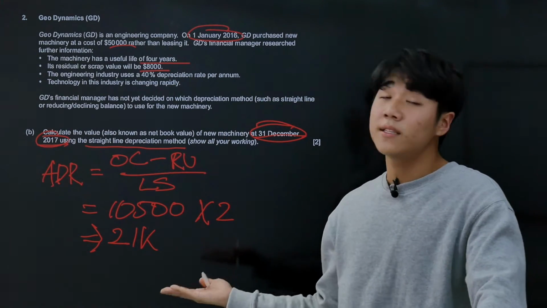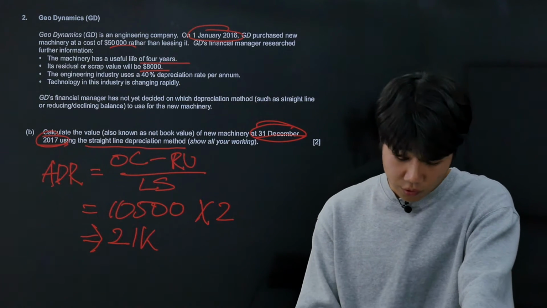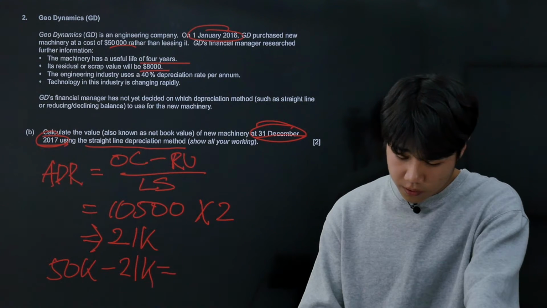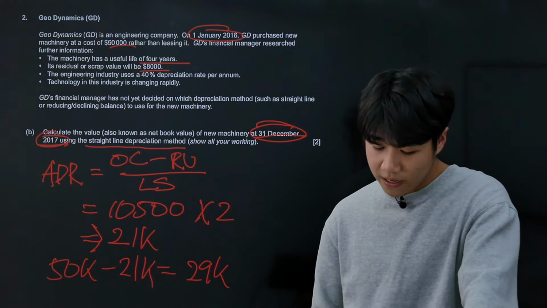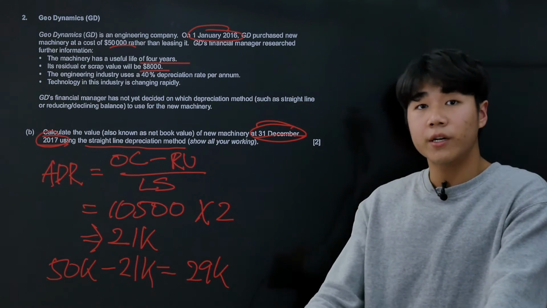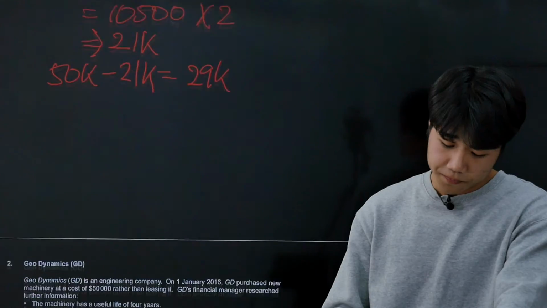So this is the depreciation allowance. So now you just have to subtract this from the original cost to find the net present value at the end of 31st December 2017, which is 29K. Easy 2 points.